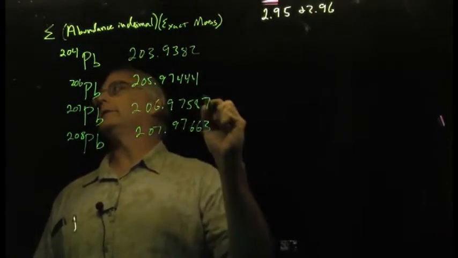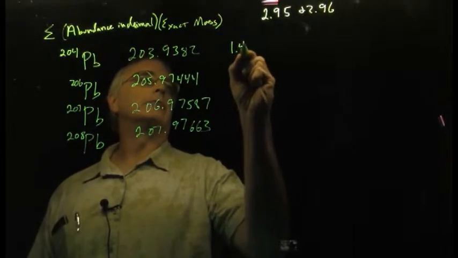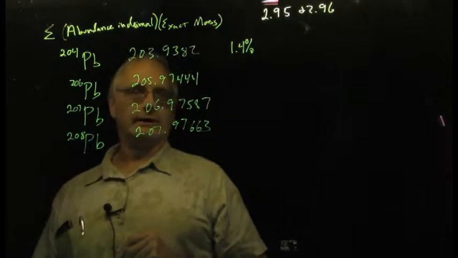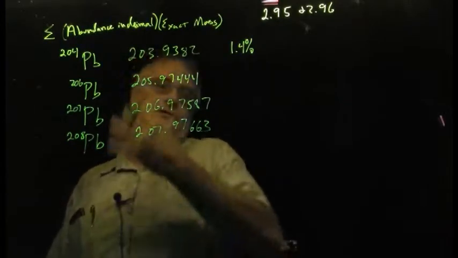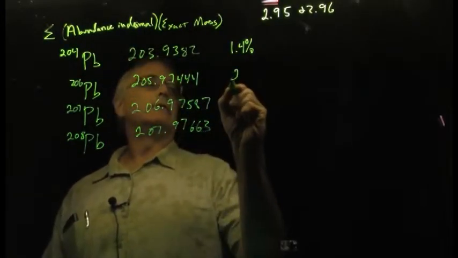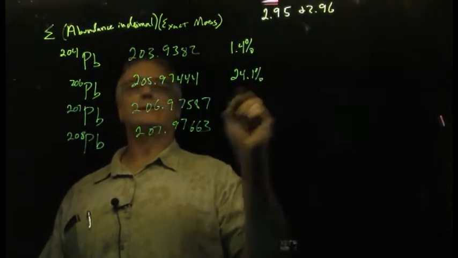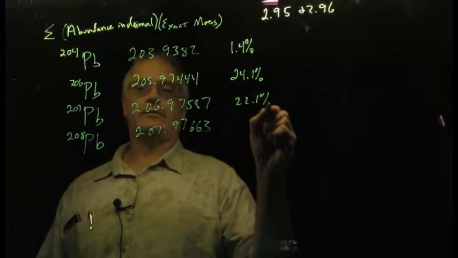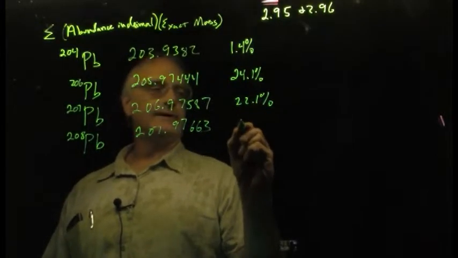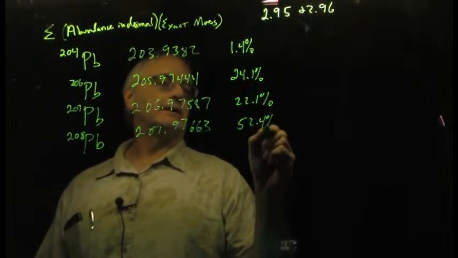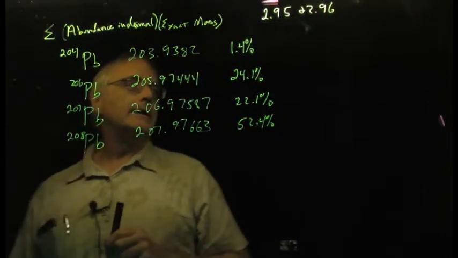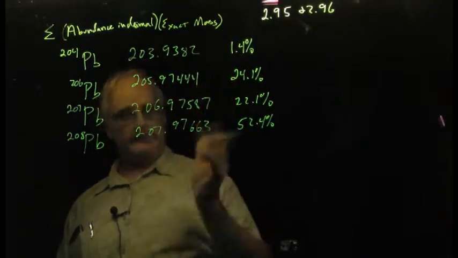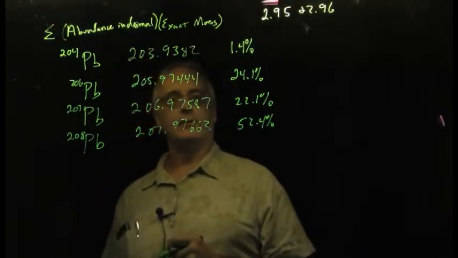And then of course the percentages. They tell us this one is 1.4% abundant. So not a lot of that one. I don't even know why there's no lead 205. It just doesn't seem to be any. 24.1% for the lead 206, 22.1% for the lead 207, and then finally, 52.4% of lead 208. If you take these numbers and add them up, they will add to 100%. These are the 4 naturally occurring isotopes of lead.